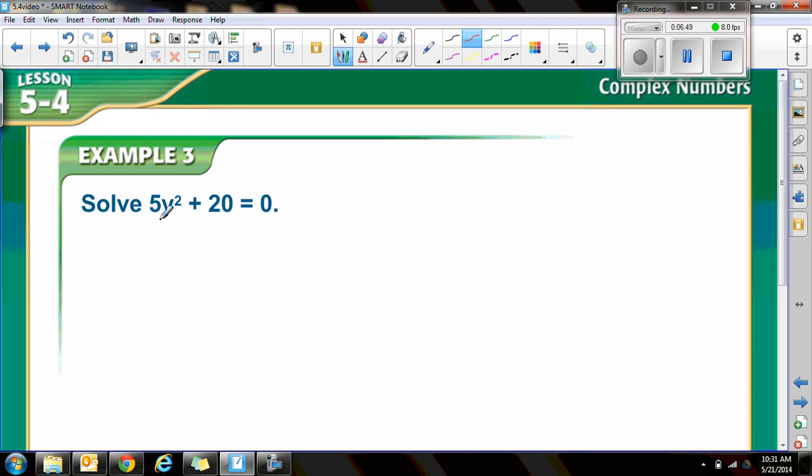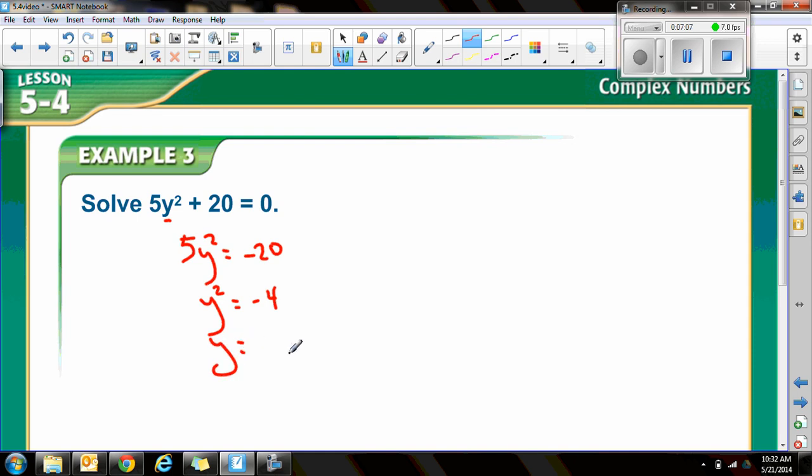Alright, so let's give one a try here. 5y squared plus 20 equals 0. Let's solve this for y. So first step, I'm simply going to subtract the 20 to the other side. So we'll get 5y squared equals negative 20. We'll then divide by 5, so y squared will be negative 4.